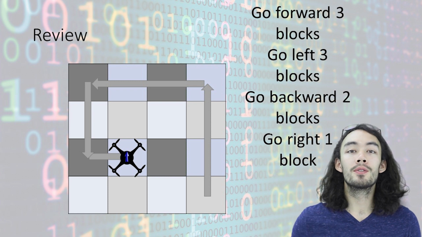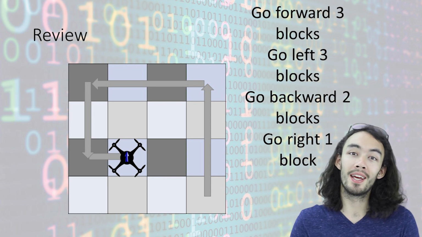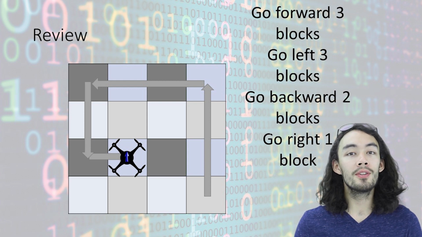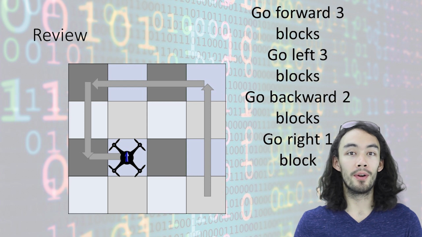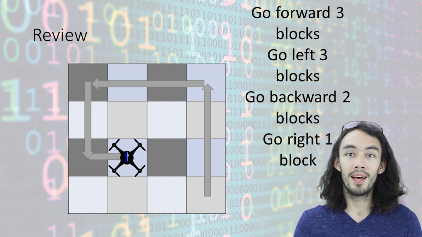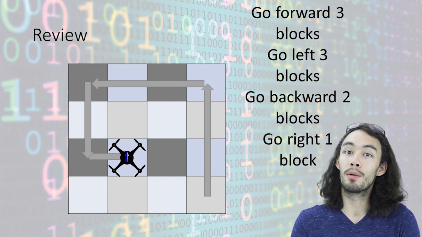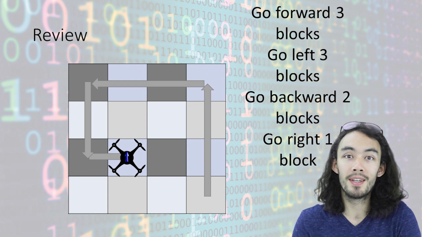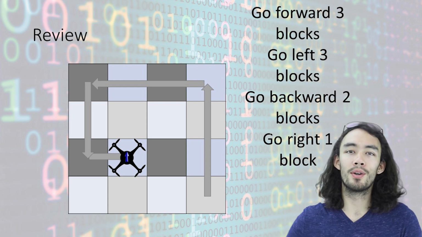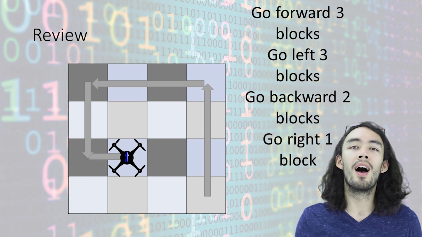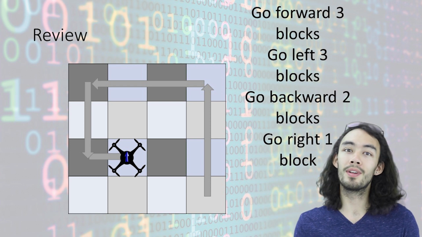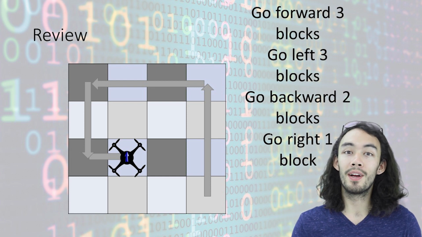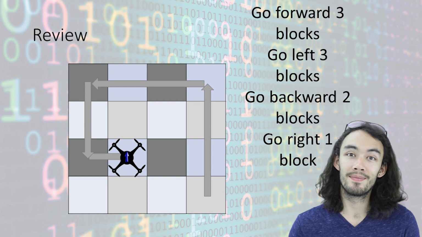Okay, so it is very important in coding to give very clear instructions. You can't just say go forward, go left, go backwards, go right, and expect the exact same results. Also, if I say go forward 10 blocks, then that will be confusing, because then we will leave the grid and the computer, or the drone in this case, won't know what to do. Okay, so it is very important to be clear.